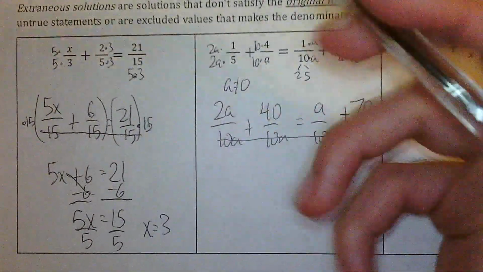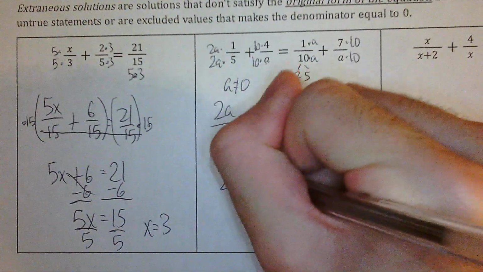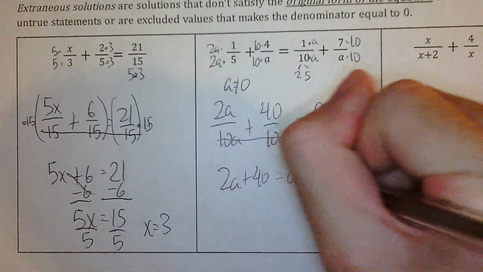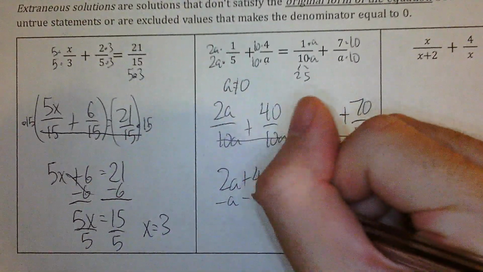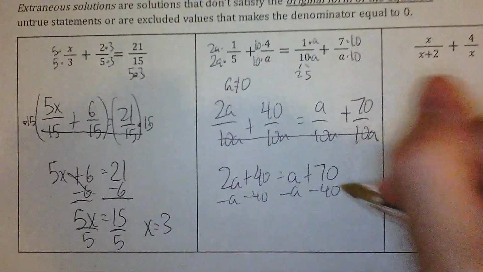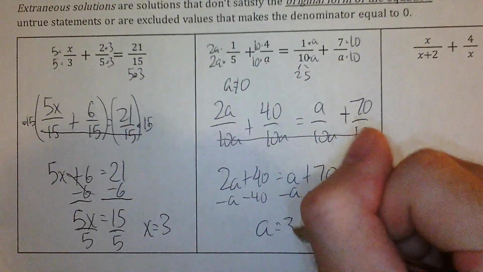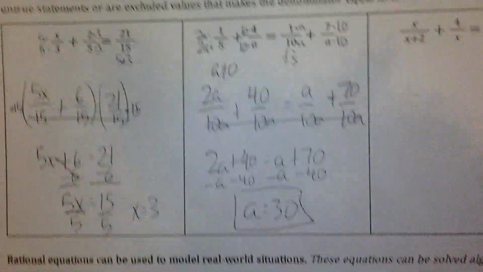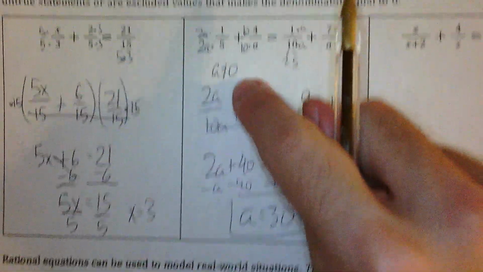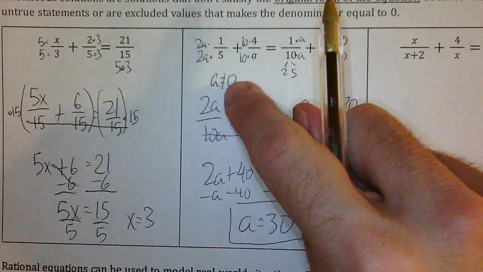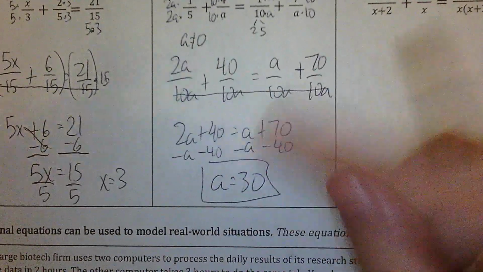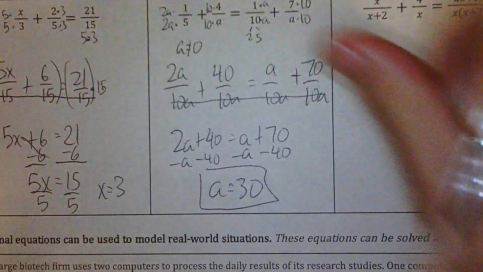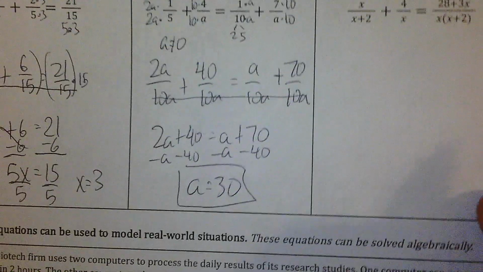Okay, so from here, I got rid of the denominators. We have 2A plus 40 equals A plus 70. We can subtract A and 40 from both sides. So we'll have A equals 30. That's going to be the answer. The only extraneous solution we found is A would equal 0. We didn't get that, so this answer is not extraneous. We keep it.